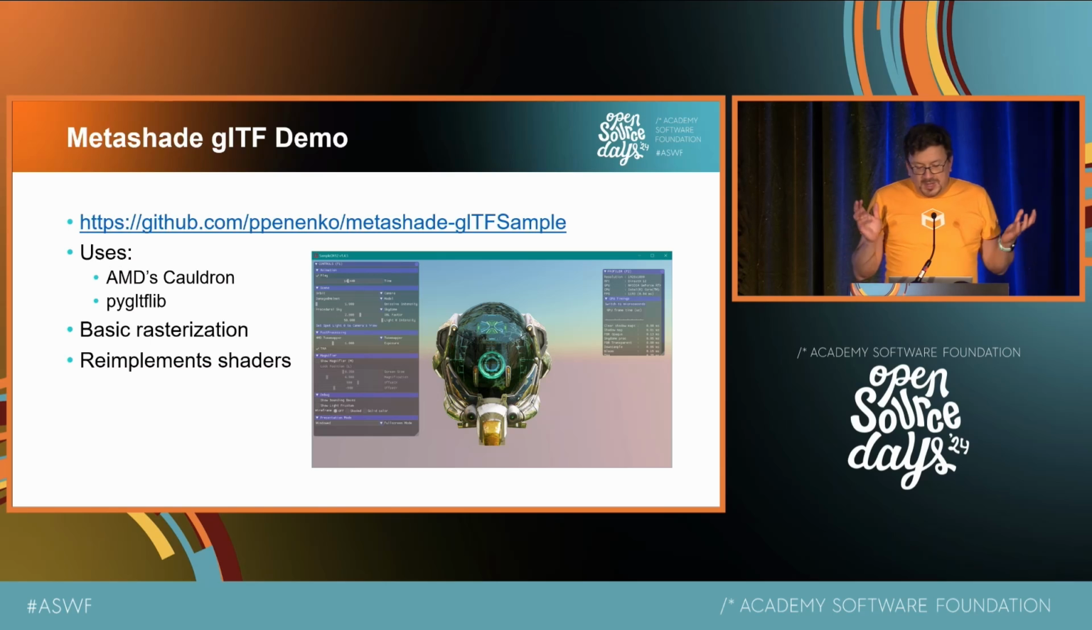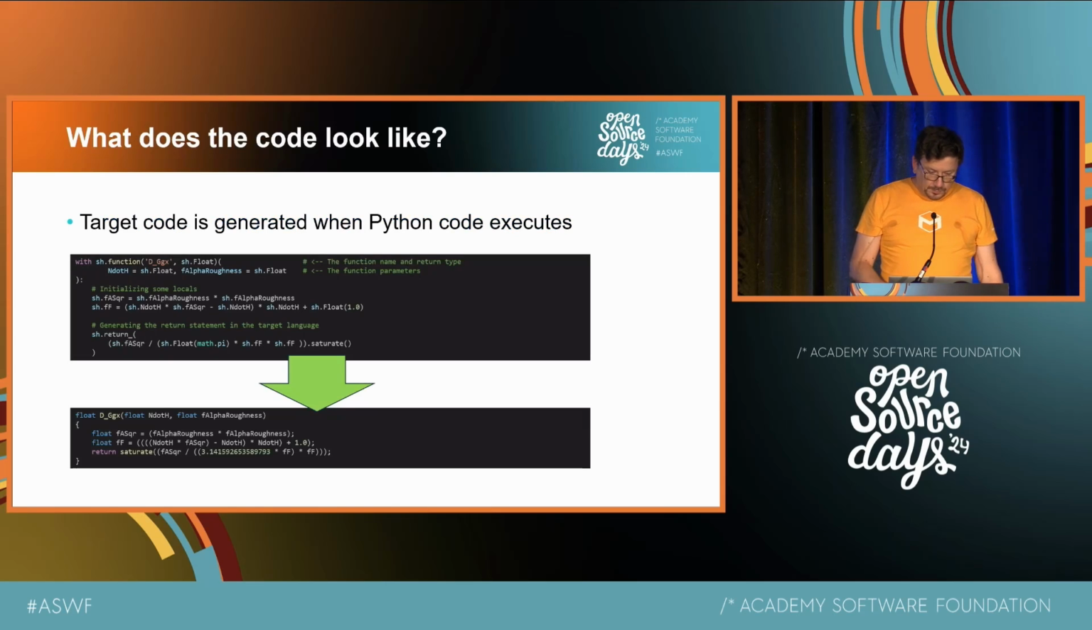And what the app does is really just meat and potatoes rasterization. It reimplements the shaders originally written by AMD. And with this, I just wanted to make sure that Metashade can generate the most essential code first. So what does it look like in terms of code?